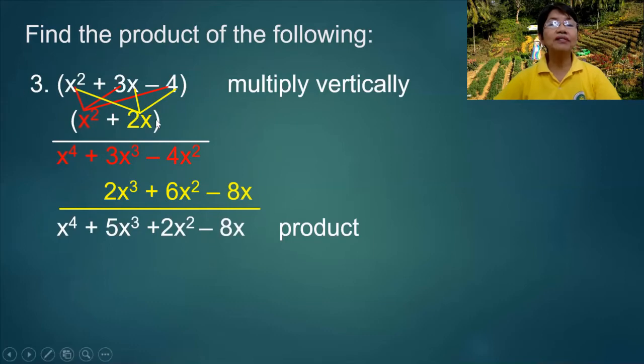Then we multiply the second term of our multiplier, and we have 2x times x squared. So we have 2x cubed, 2x times 3x, we have positive 6x squared, and we have 2x times negative 4, we have negative 8x. Adding them all together, we have x to the fourth plus 5x cubed plus 2x squared minus 8x. This is our product.